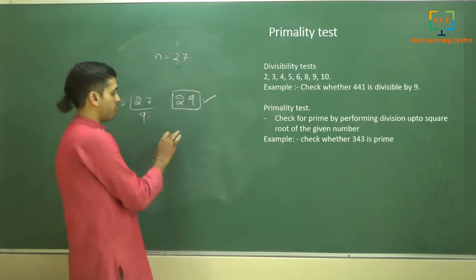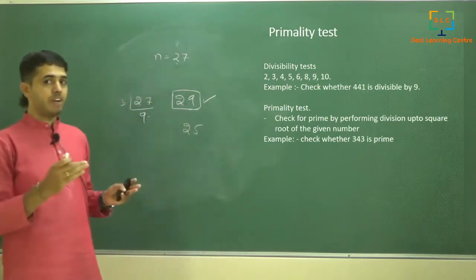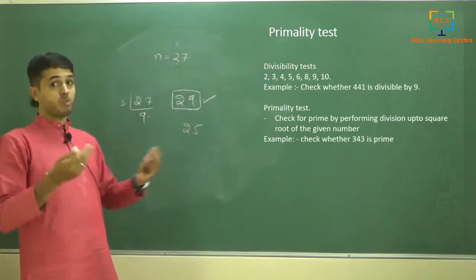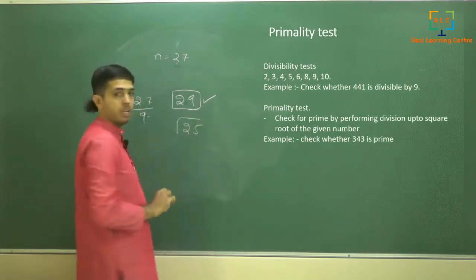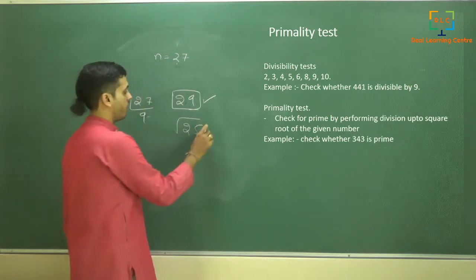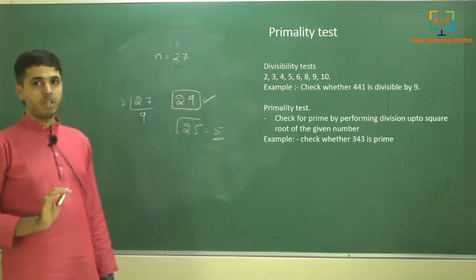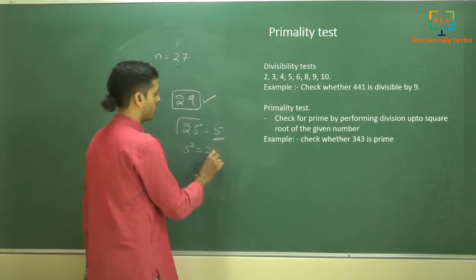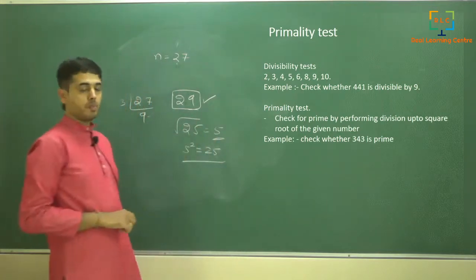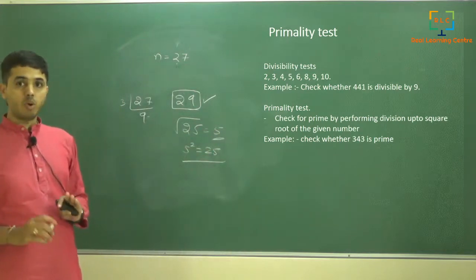Now let us take a smaller number, that is 25. The square of which number is 25? Or the square root of 25 is what? The square root is denoted by a symbol. The square root of 25 is 5. It means that 5 square is equal to 25. The same thing. Now I have this 5.